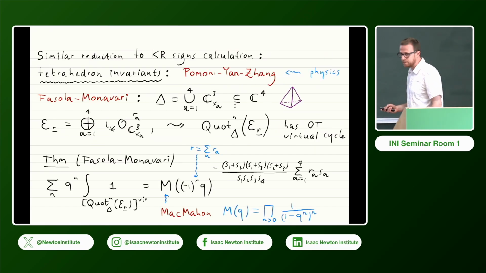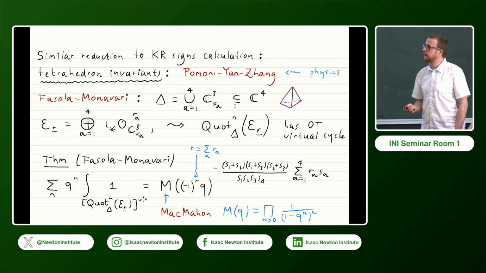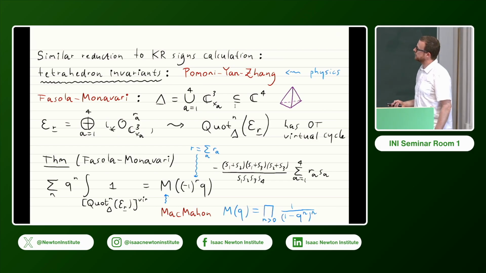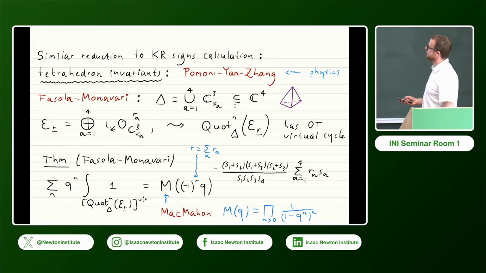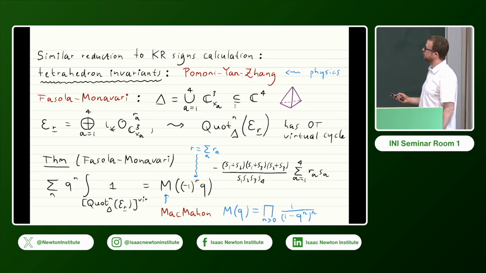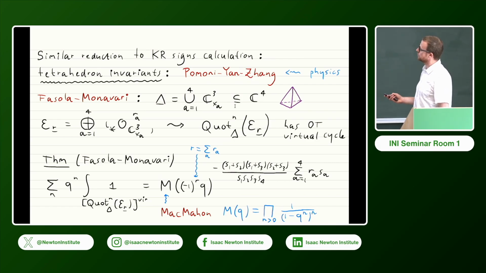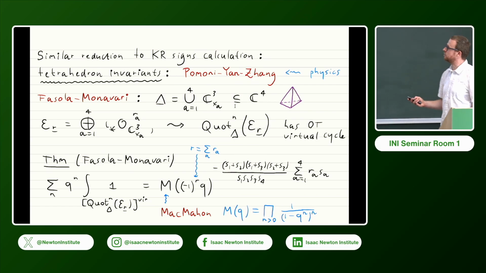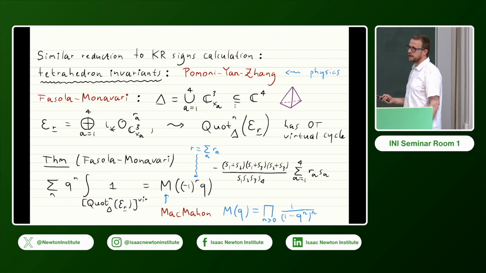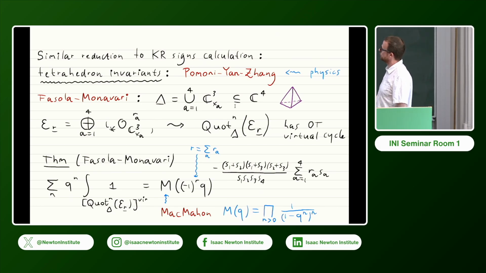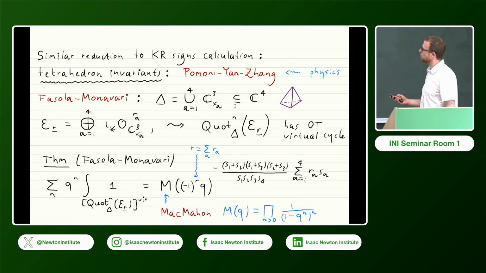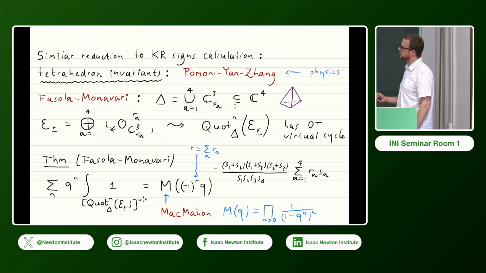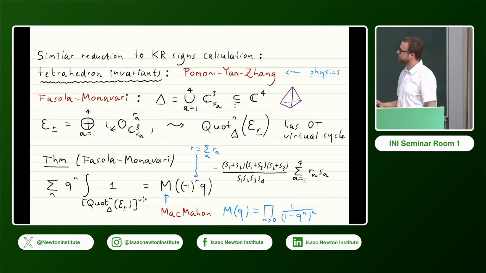And actually a similar phenomenon happens for yet another setup that was studied by Fasola and Monavari in mathematics, and Pomoni, Yan, and Zheng in physics. These are the so-called tetrahedron invariants. So what are they? In this setup you look at affine 4-space and you look at the union of the 4 coordinate 3-planes, C3. Let's call this delta.